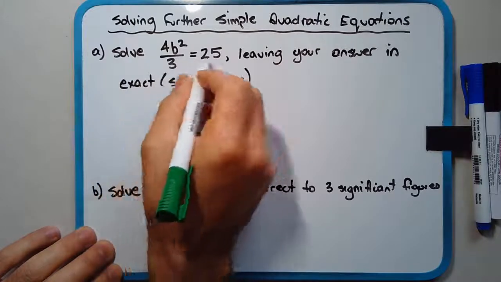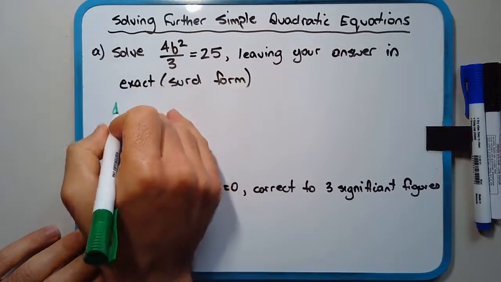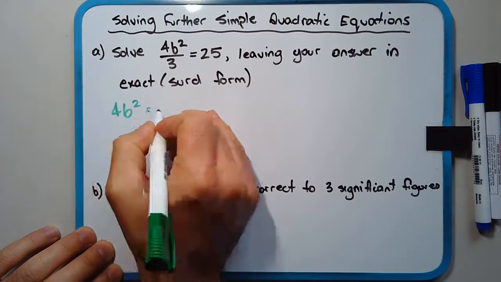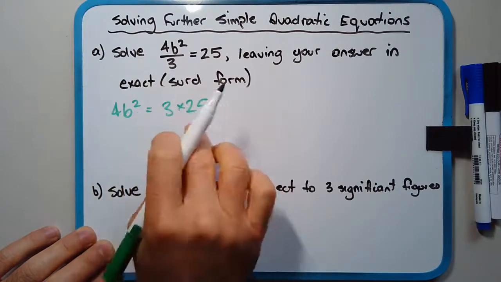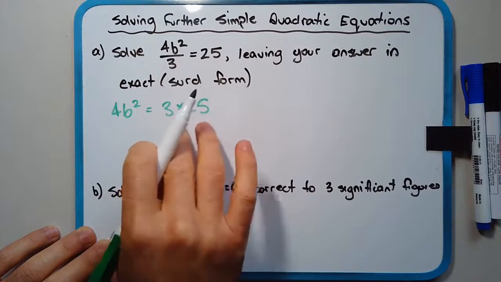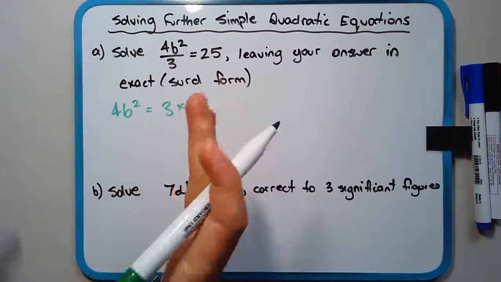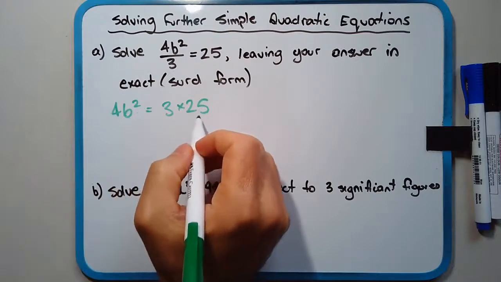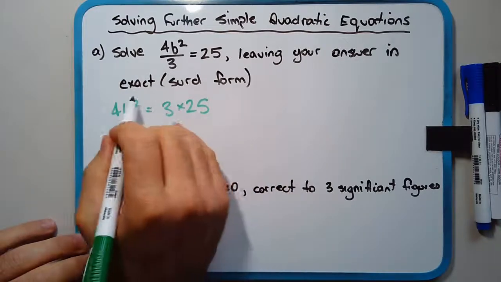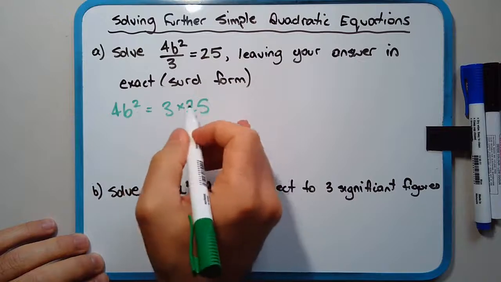What we're going to do, we're going to multiply both sides by 3. Now, 4b squared is equal to 3 times 25. Now, I'm actually going to keep the expression unevaluated. In other words, I'm going to keep it in the form 3 times 25. You'll see later on why I'm going to do this. Because I want it in surd form, I'm going to have to take a square root later on.